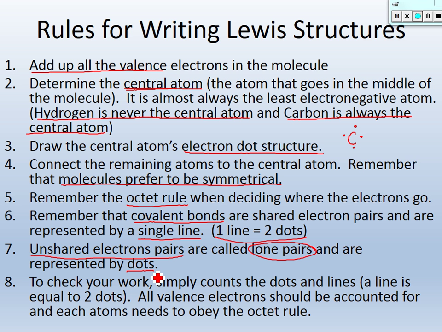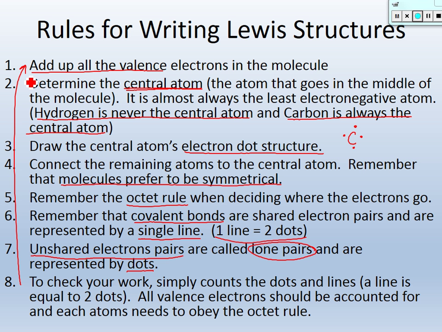Okay, rule number 8 is very important. To check your work, simply count the dots and the lines. And remember, a line equals 2 dots. All of the electrons that you did in number 1, so all of these valence electrons that you totaled up, should be accounted for when you finish. So number 8 goes back to number 1. You should compare and make sure that you have accounted for all valence electrons in that molecule. Okay, I'm going to refer to these rules as we go through these practice problems.